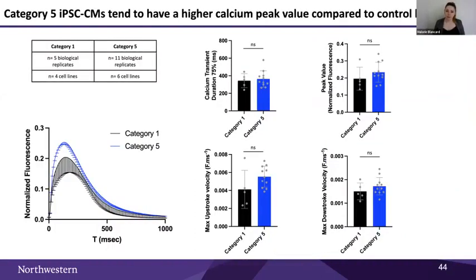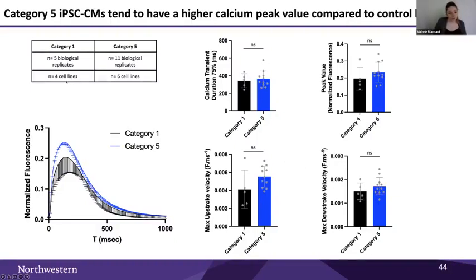So first the calcium transient is represented here. This is the average. Black is category 1, blue is category 5. Category 5 tends to have a higher amplitude compared to category 1, but it's not significant so far. And when you look at the calcium transient duration, the peak value, the upstroke velocity or downstroke velocity, we do not see a difference. There is a lot of variability.